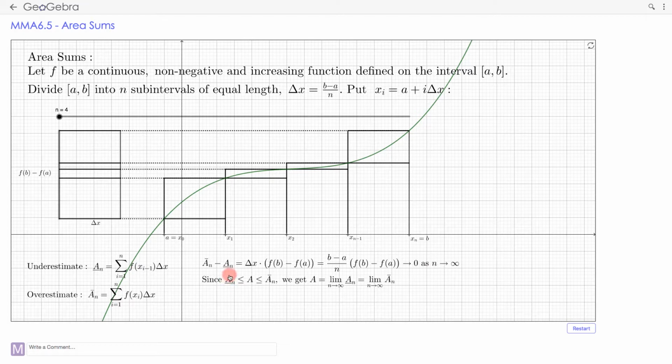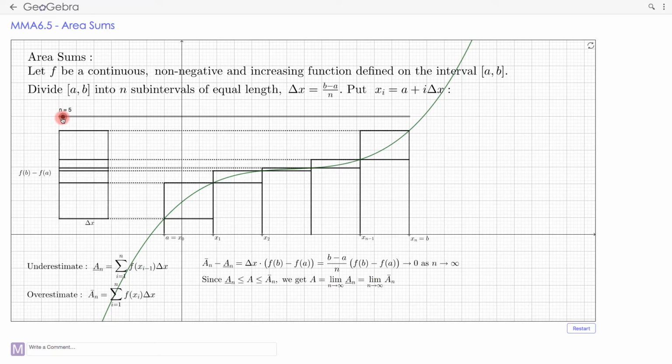And since the a underscore n are underestimates and the a bar n's are overestimates, you have this series of inequalities here, which tells us that since these two numbers approach each other, we will also get that the actual area of these underestimates and the overestimates will tend to the actual area.